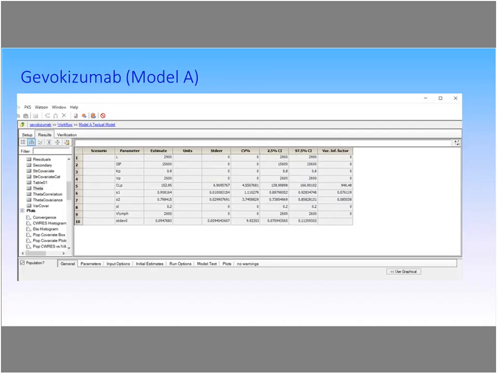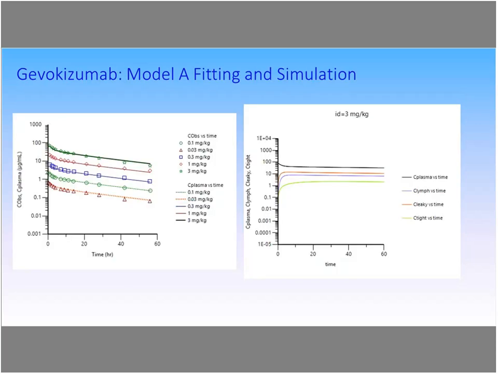If I use model A, this is the data set that we obtained from model A, and the reflection coefficient towards the tight tissue is higher than the liquid tissue, and this is the clearance from plasma that we estimated. So this is how model A fits to the bevacizumab data for 5 different dose levels, and we were able to simulate the concentration for the different tissue, plasma, and lymph as well.